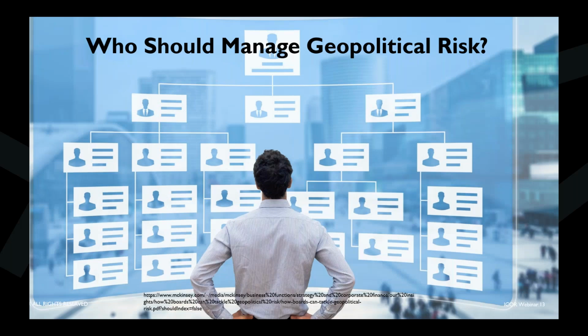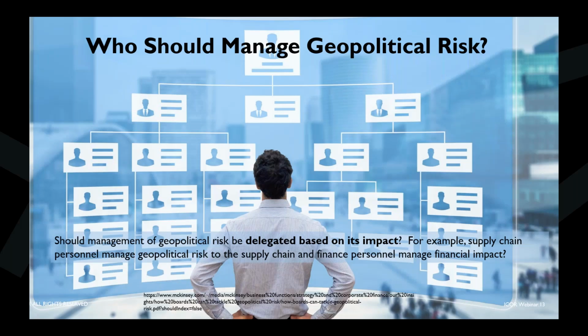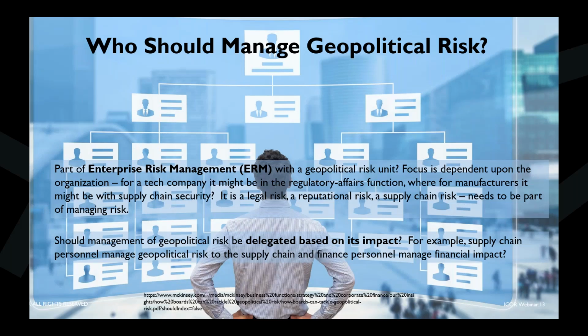So I'm posing this at the front end. I'm looking at, who should manage geopolitical risk? Should management of geopolitical risk be delegated based on its impact? A lot of us in business continuity focus not so much on the cause, but the impact. So should supply chain people manage geopolitical risk of the supply chain and the finance people manage financial impact? Should it be part of enterprise risk management, and you have a specific geopolitical risk unit to focus on this?